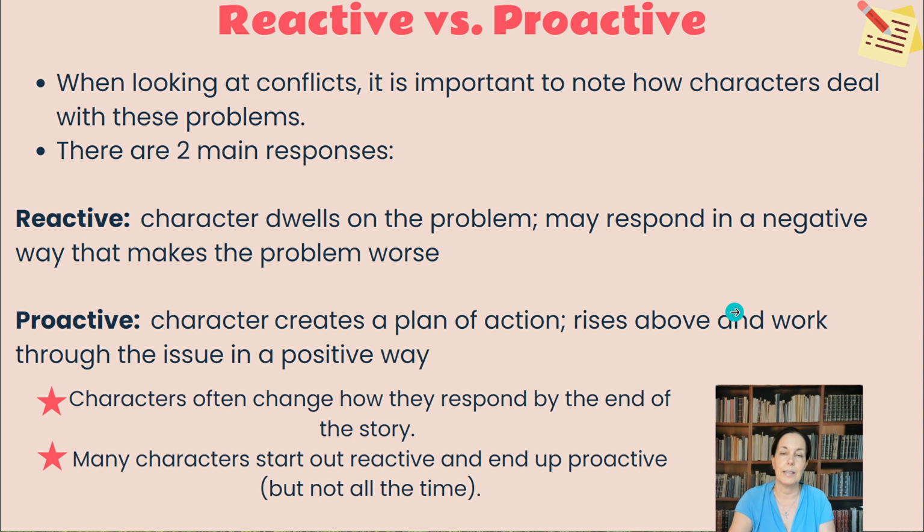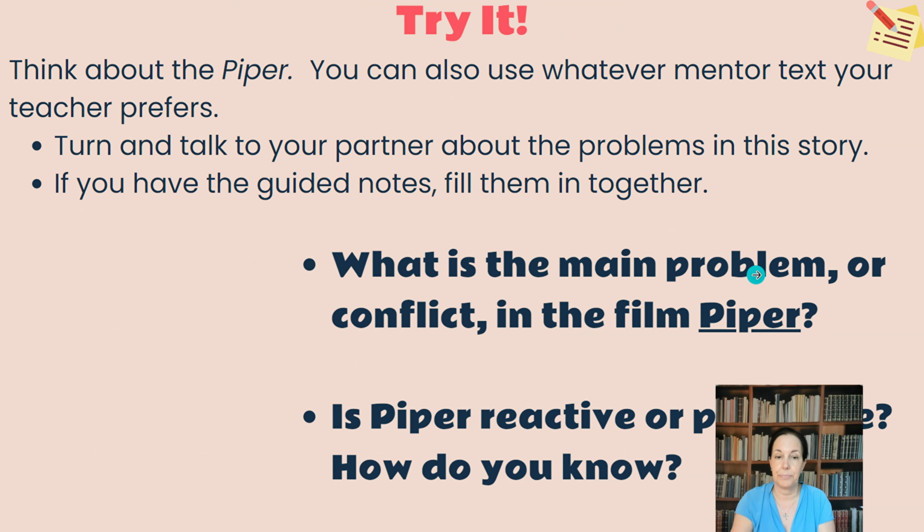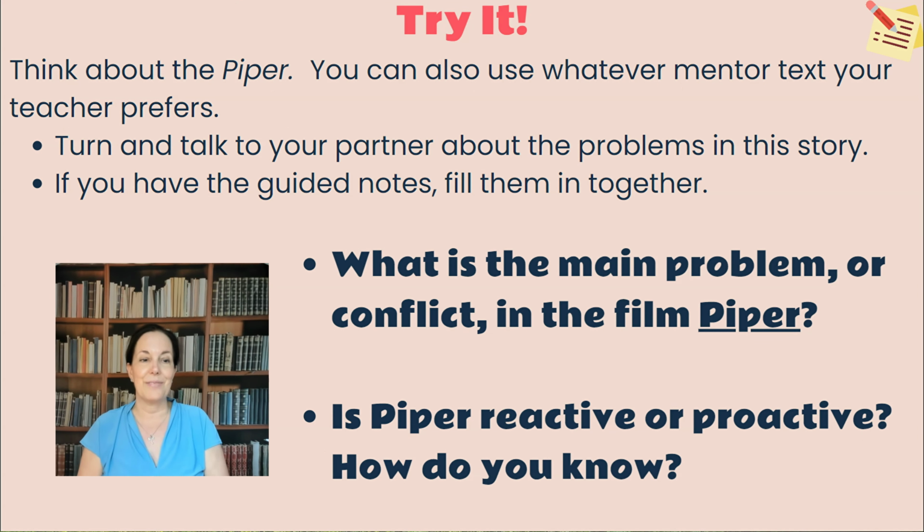And these are really good life lessons for all of us when characters learn to respond more proactively. So now you're going to try it. You're going to think about the short film Paper, or whatever mentor text your teacher has you using. You're going to turn and talk with your partner about the problems in this story. If you have guided notes, you're going to fill them in together, and you're going to focus on these questions.